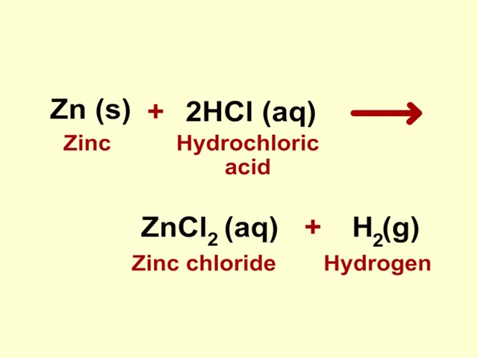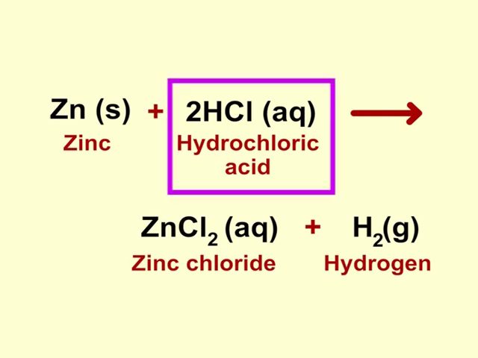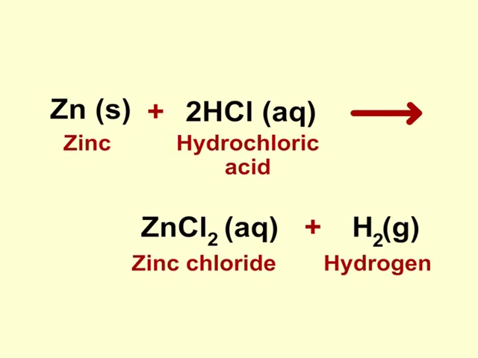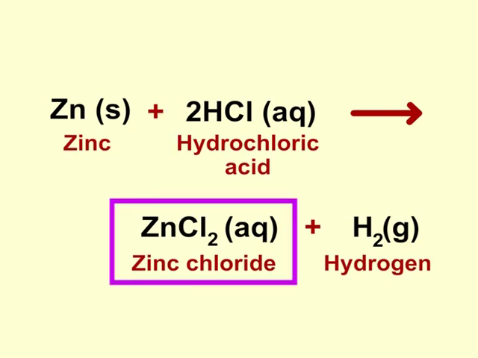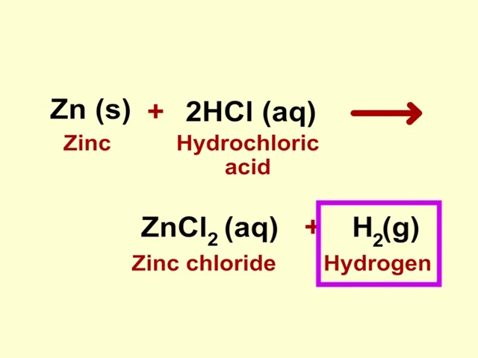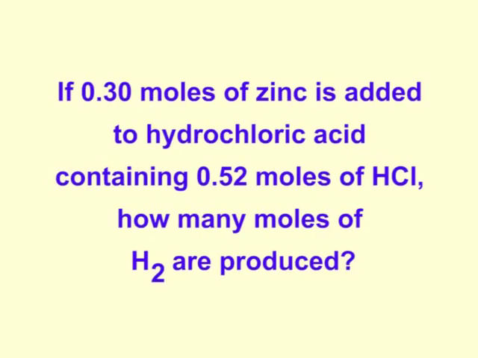Solid zinc and aqueous hydrochloric acid react to form aqueous zinc chloride and hydrogen gas. If 0.30 moles of zinc is added to hydrochloric acid containing 0.52 moles of hydrochloric acid, that is HCl, how many moles of hydrogen are produced?